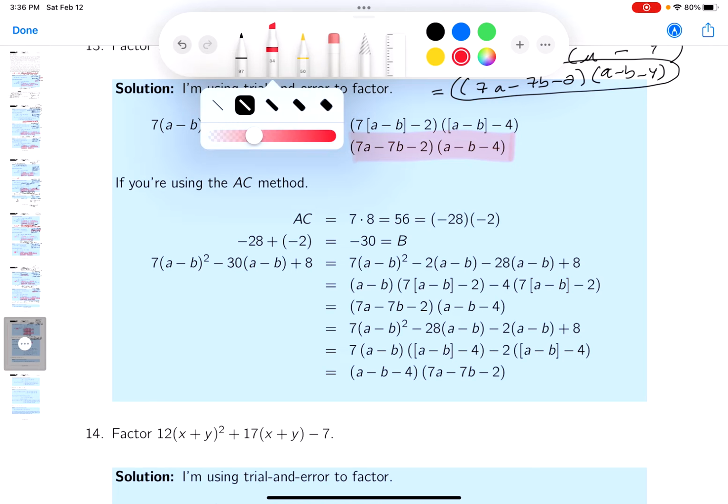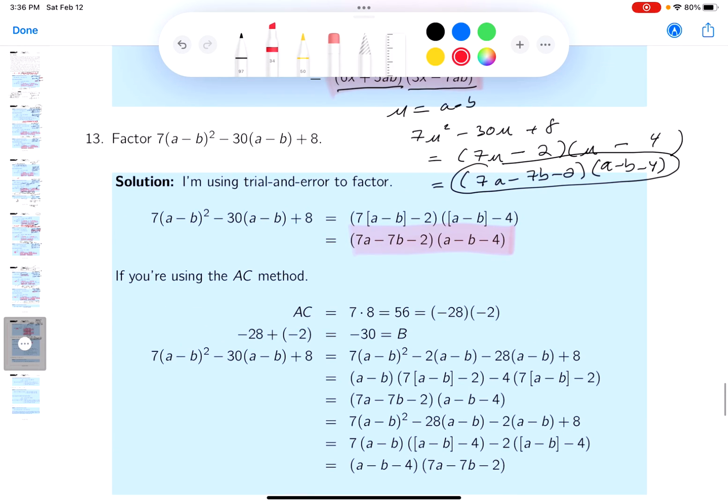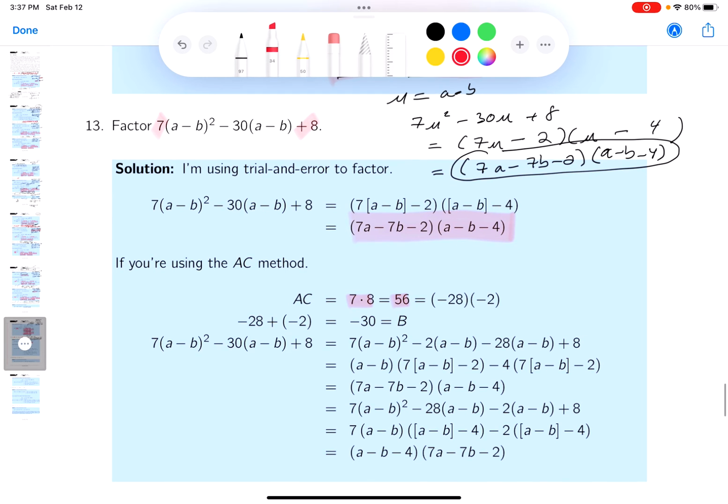And that road is basically, I want to identify in the problem, this is the A, this is the C. So what are you doing? 7 times 8, which is 56, which is not a bad number, by the way. What I have to do, though, I have to find two numbers that multiply together to give you 56, but whose sum is minus 30. Those two numbers are minus 28 and minus 2. They do give you a product of 56, and if you add those two numbers together, you'll get that middle, which is the B, minus 30.